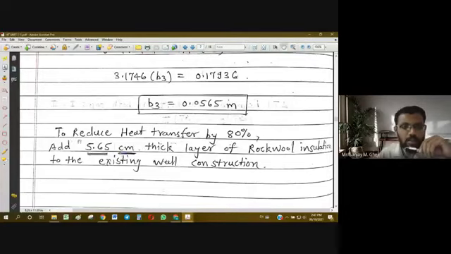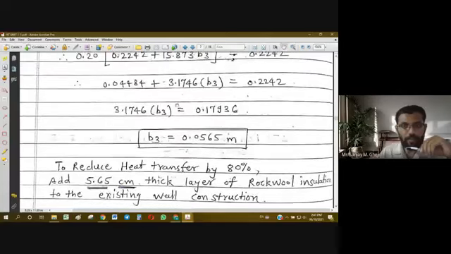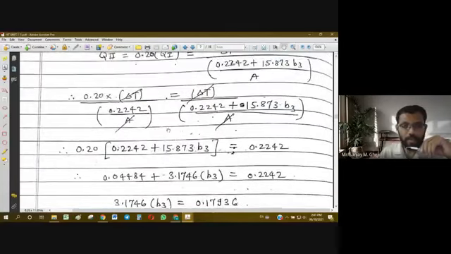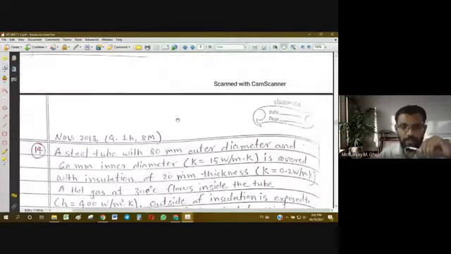So this is the solution. We can write that to reduce the heat transfer by 80%, we have to add 5.65 centimeter thickness of layer of insulation to the existing wall construction. So when we add this thickness of insulation to the existing wall, the heat transfer rate will reduce by 80%. This is just another type where we have to go with indirect methods of solving the problems.